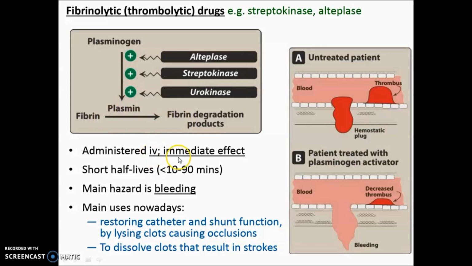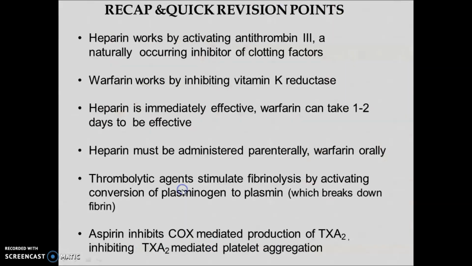Normally we give them IV, they have immediate effects, but they have a very short half-life, that is 10 to 90 minutes, and the main hazard is bleeding. You can see here, in an untreated patient, your plug will be formed. After you treat with plasminogen activator, bleeding can occur. The main use nowadays is for restoring catheter and shunt function by lysing clots that cause occlusion, and to dissolve clots that result in strokes.